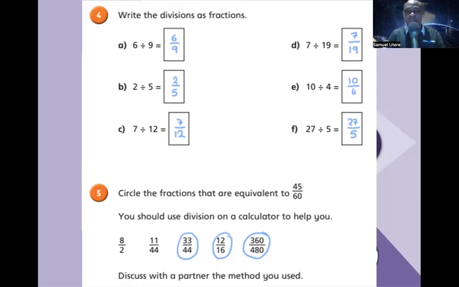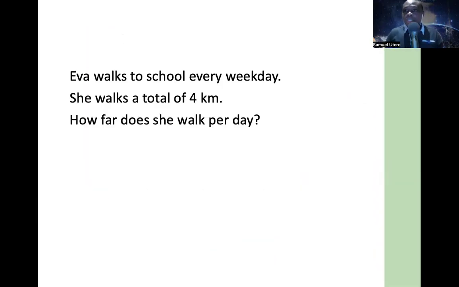And then here you were asked, circle the fractions that are equivalent to 45 over 60. You can use your calculator to do that. We've done equivalent fractions, but remember in this lesson, we're focused on using our calculators to actually know how to express fractions as divisions and divisions as fractions. So using your calculator, you could have spotted that these are equivalent to 45 over 60 or 45 divided by 60. So well done for the first part of your lesson, practicing what you've learned. Now, let's focus on something else.